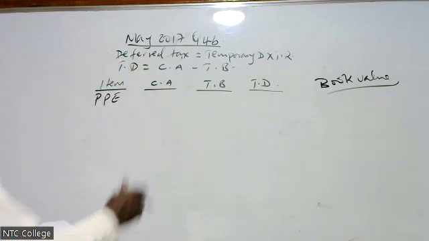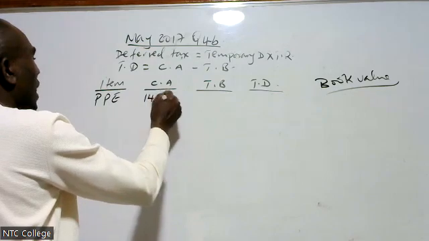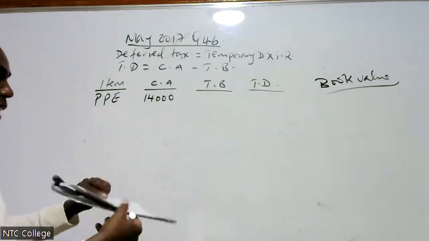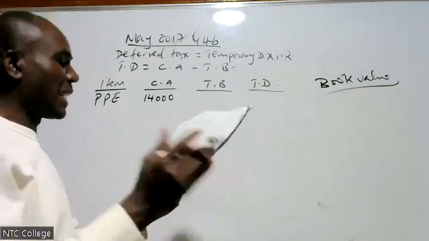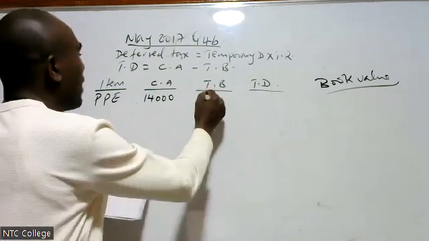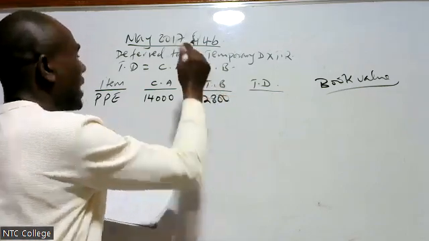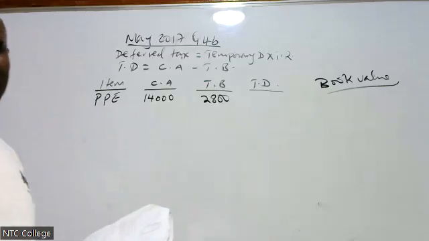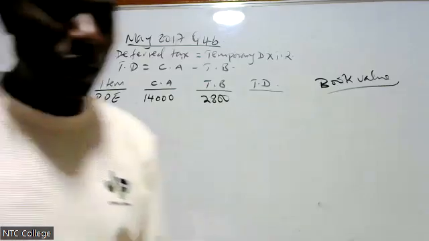Carrying amount from the balance sheet is 14,000. Then what is the tax base? Examiner has been gracious to me. He has given me the tax base as 2,800. Therefore, what is the difference that we call the temporal difference?